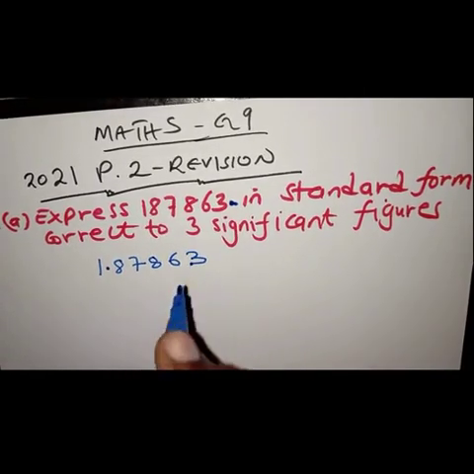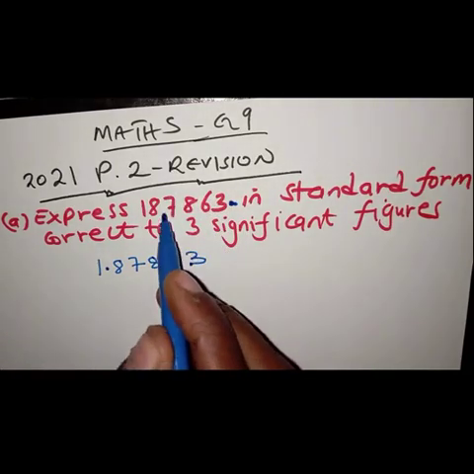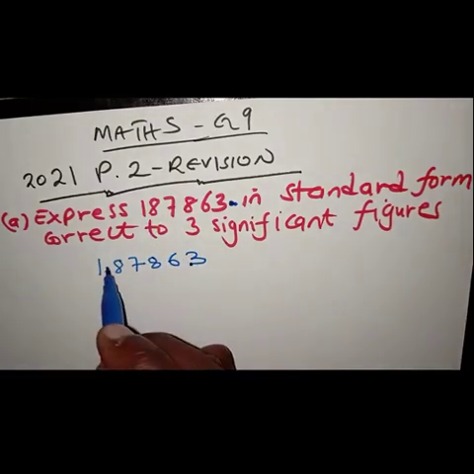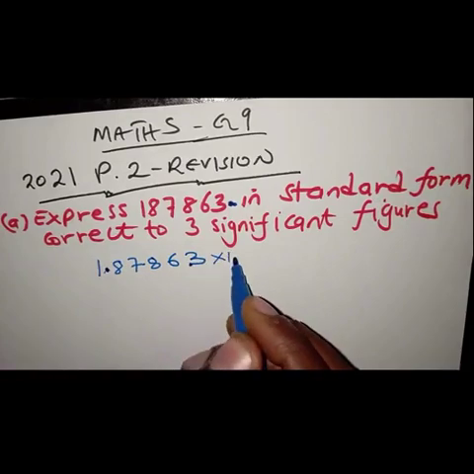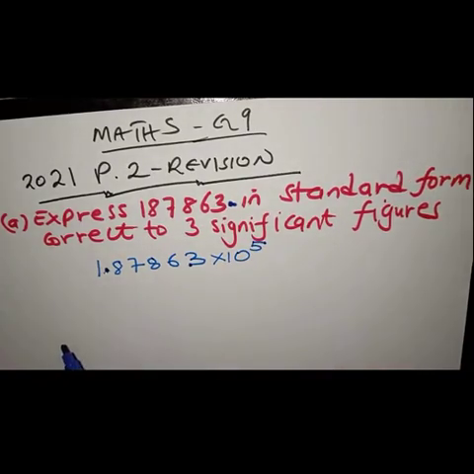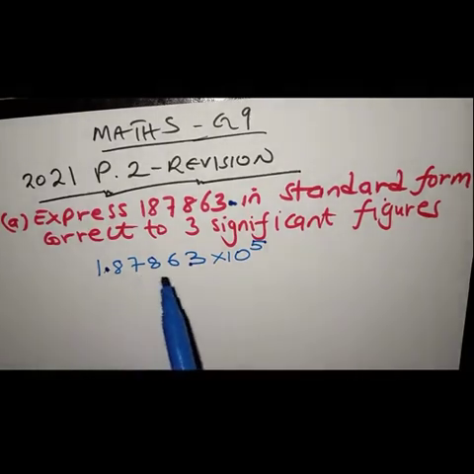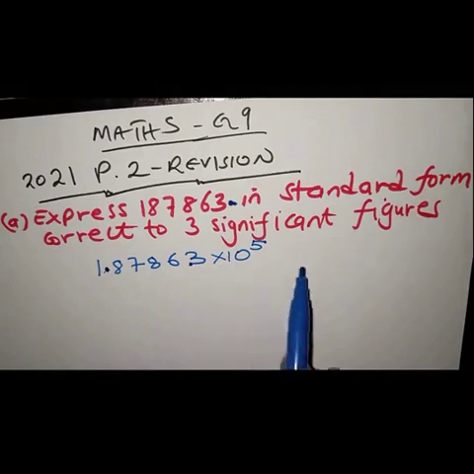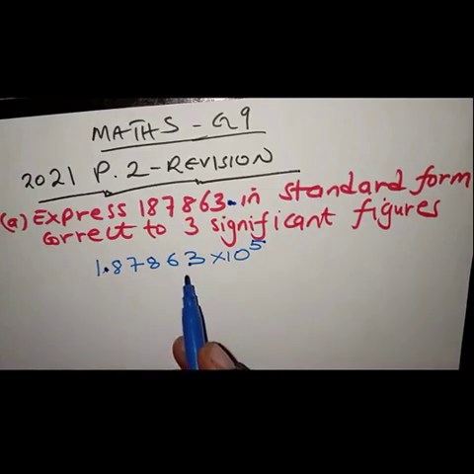1.87863. The point has moved 1, 2, 3, 4, 5 steps, right? So since it has moved 5 steps, you write times 10 to the power 5. You see that? So when you write like this, you are not changing anything. As you are aware, 10 to the power 5, it means there must be how many zeros? 5 zeros. If you multiply with this, you go back to the question. So like this, it is in standard form.